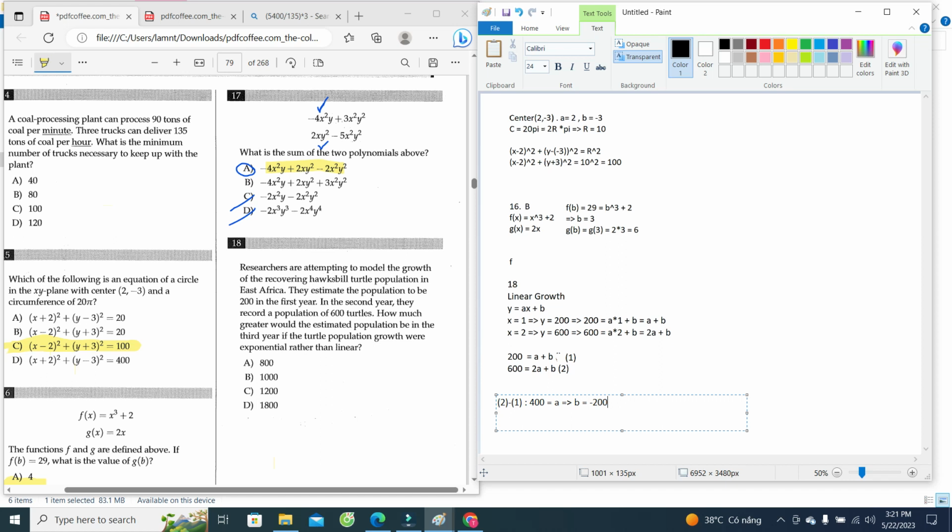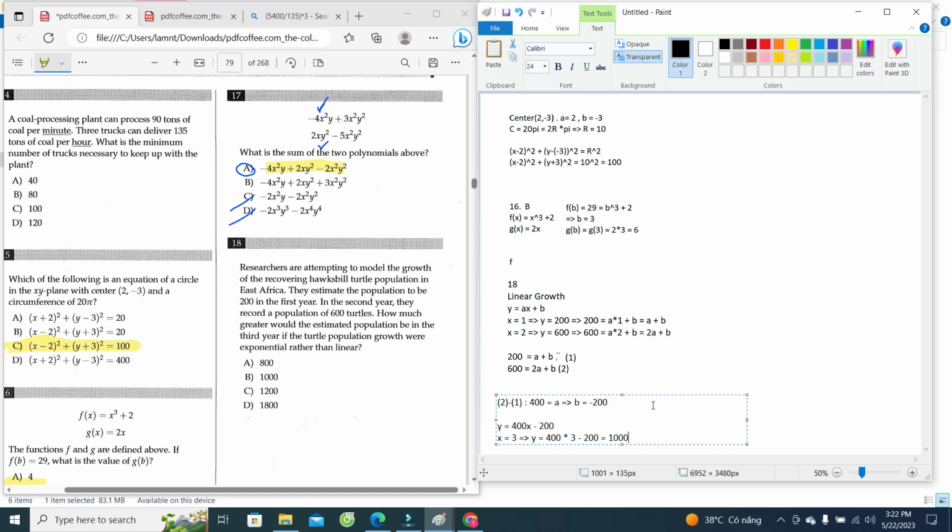Okay, so we can solve for a and b. Now we know that y is 200, 400. So we substitute a with 400 and b with minus 200. So y is gonna be 400x minus 200, and we have to calculate it for x equal to 3, because it's in the third year. So y equals 400 times 3 minus 200. 400 times 3 is 1200 minus 200, so that's 1000, right?